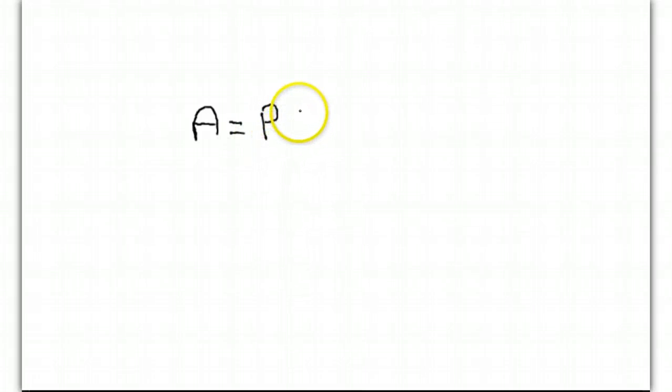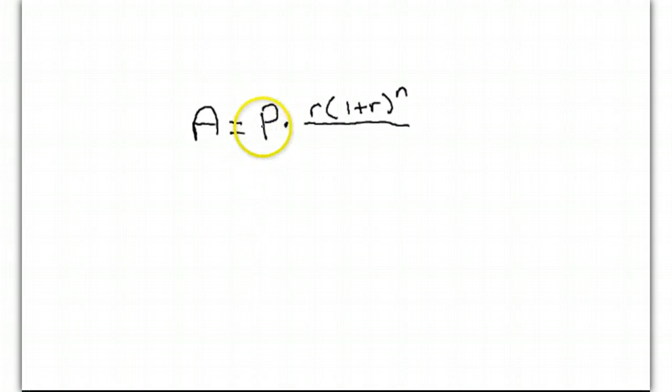principal, and the principal is multiplied times R, which is the rate, and you have 1 plus R to the power of N, where N is the total number of payments per month, and that's divided by R of 1 plus R to the power of N minus 1. So again, A is the payment per month, P is the principal, R is the interest rate in decimal form, and N is the total number of payments or months.